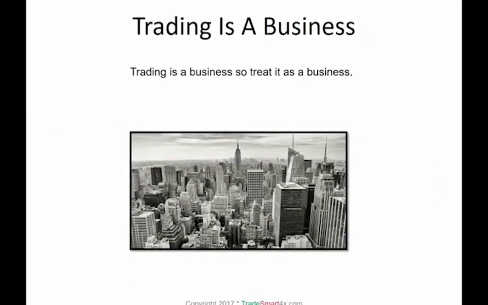Trading is a business, so treat it as a business. Hobbies cost money, businesses make money. So we want to treat our trading as a business, okay?